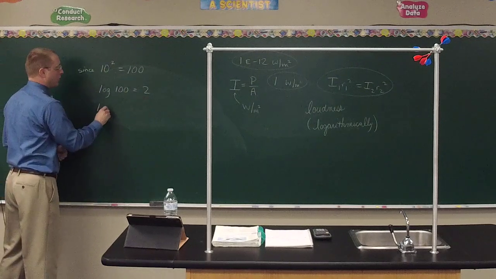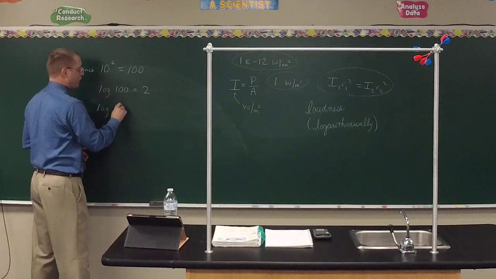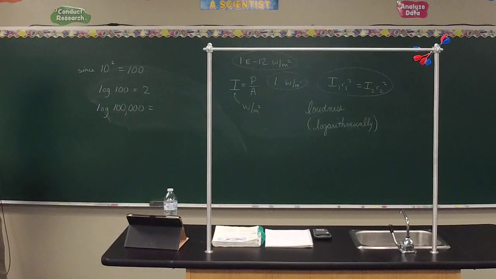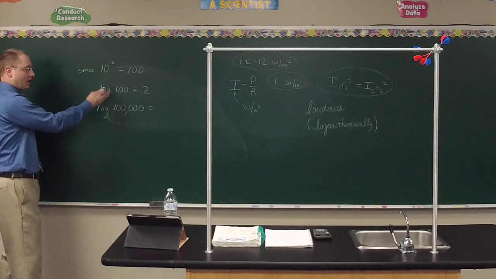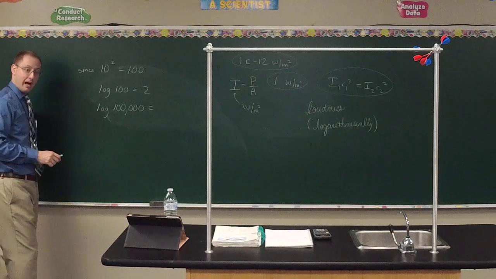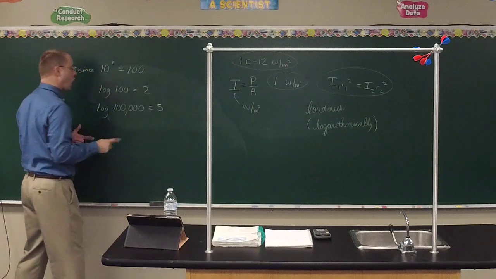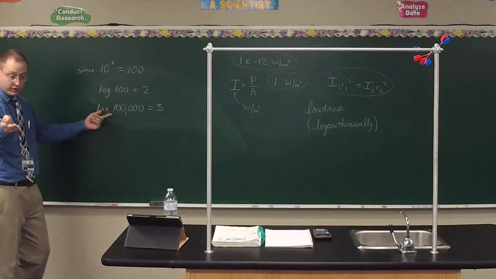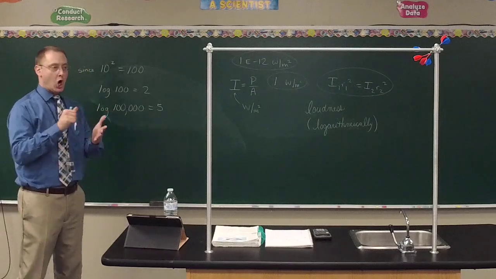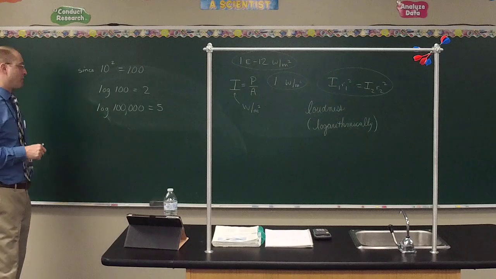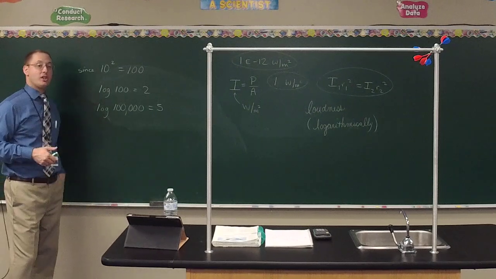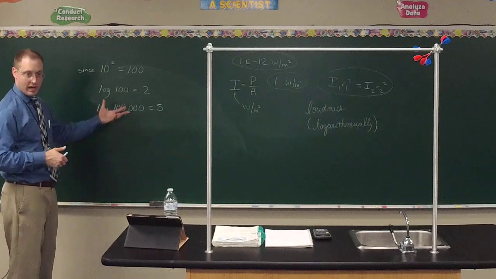So for instance, if I said, what is the log of 100,000? Well, class, looking at the number of zeros, what power of 10 is needed to get 100,000? 5. So apparently that means the log of 100,000 would be 5. And if on your calculator, by the way, you type in the number 100,000 and hit the log button, it'll give you 5. Because 10 to the 5th equals 100,000.